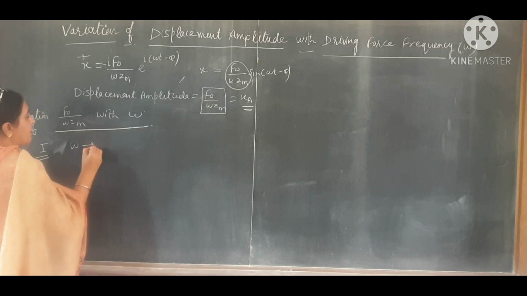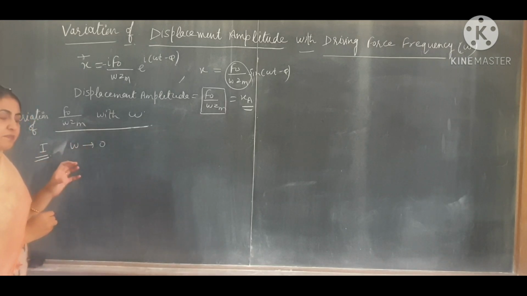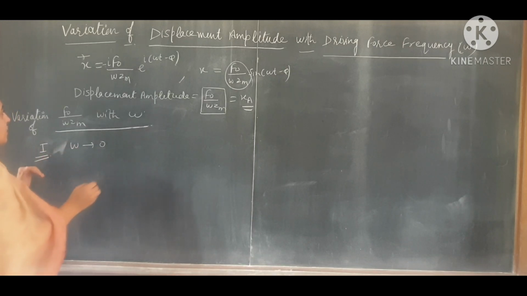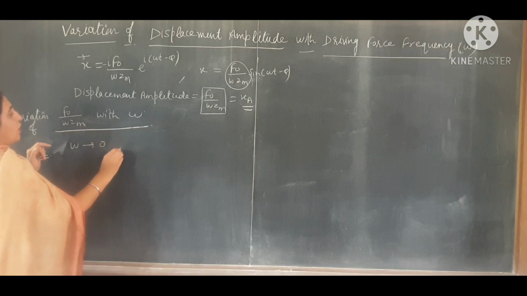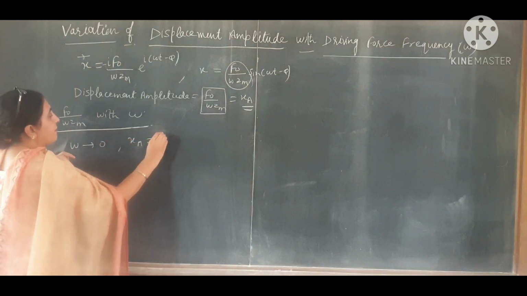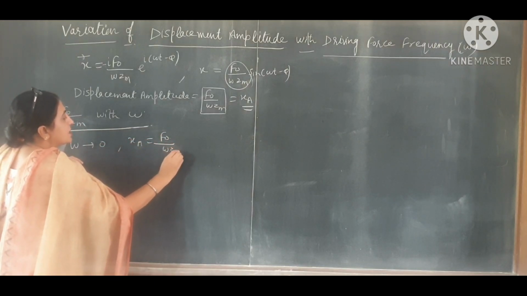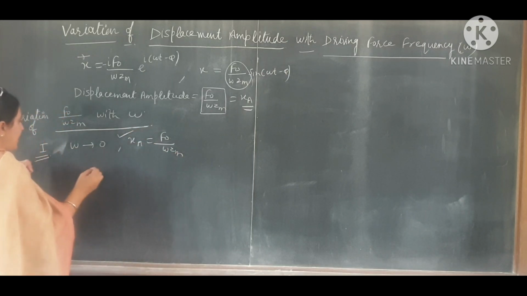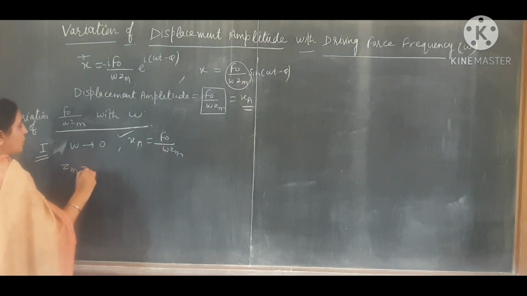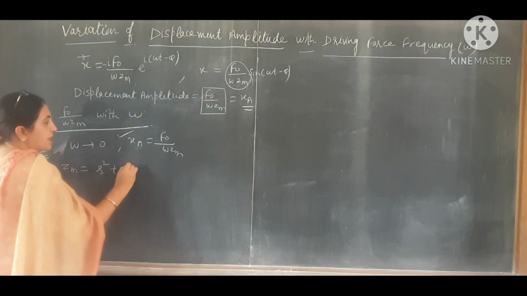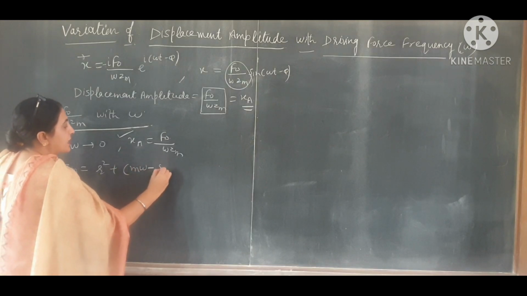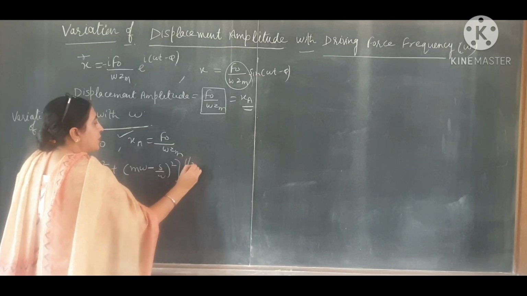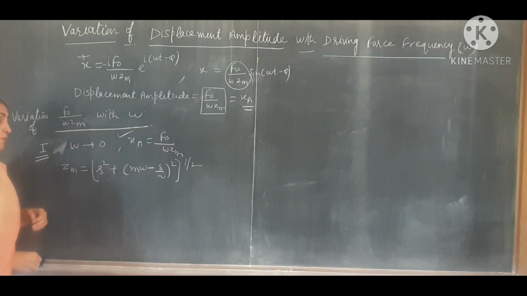First case, when omega approaches 0. Please pay attention to this. When omega approaches 0, we have to find out the value of xa equal to f naught over omega Zm. For this we must know the value of Zm. We know Zm is equal to the whole of r square plus m omega minus s over omega, whole square, raised to power 1 by 2.